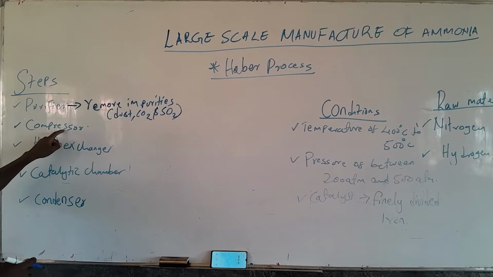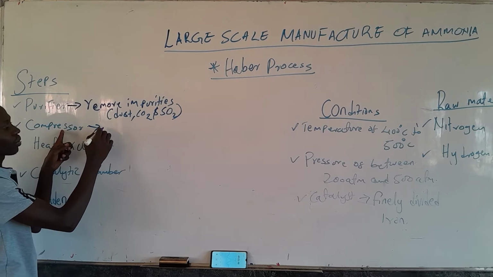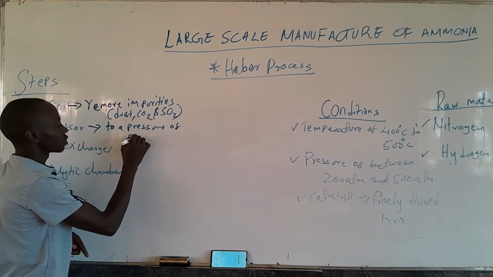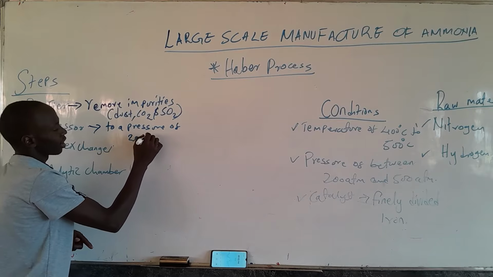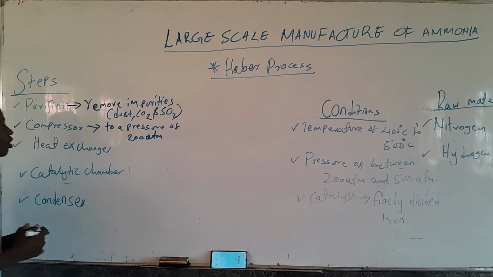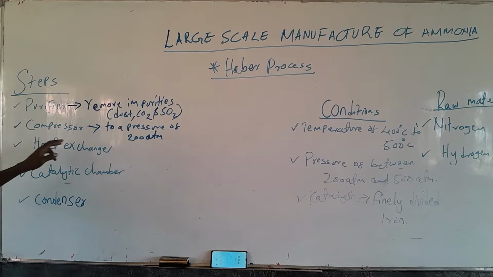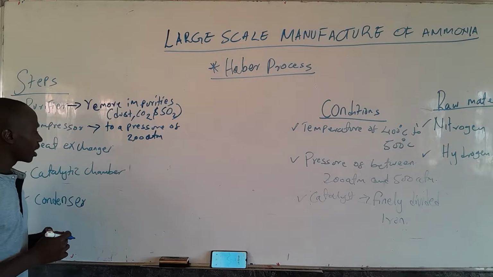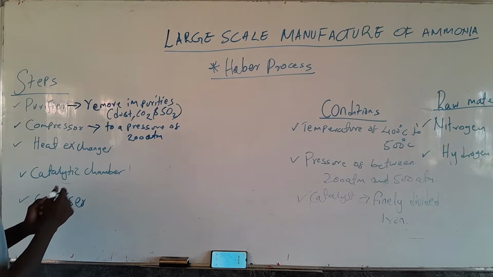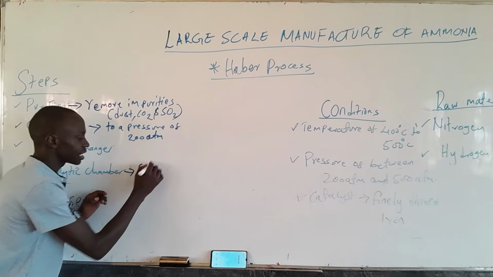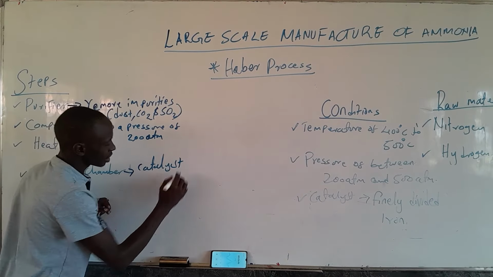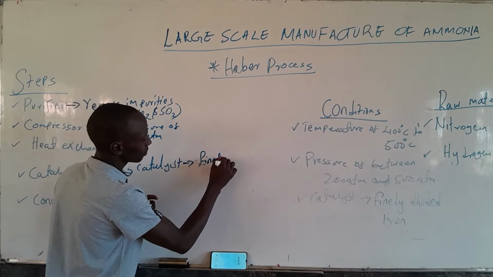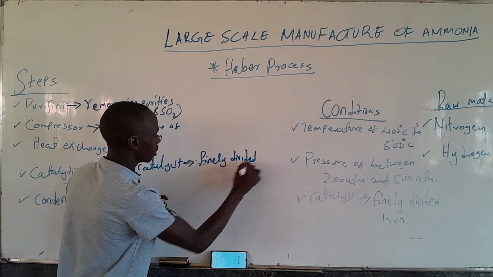The gases are then pumped into the compressor, where they are compressed to a pressure of 200 atmospheres. Then they are pumped to the heat exchanger, where they are preheated to a suitable temperature. Then the two gases are pumped to the chamber, which has a catalyst, the finely divided iron.